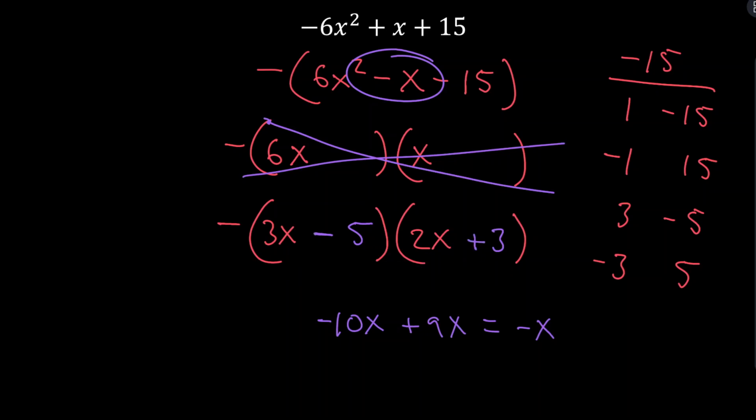Now let's go back. I'll use blue to check. 3x times 3, that's plus 9x, minus 5 times 2, that's minus 10x. So we have plus 9x minus 10x, which does give us the negative x. These two numbers do multiply to negative 15. We can go back, factor, or FOIL it all out, and get exactly back to where we started.